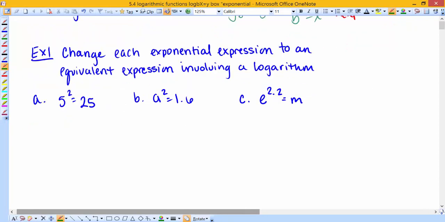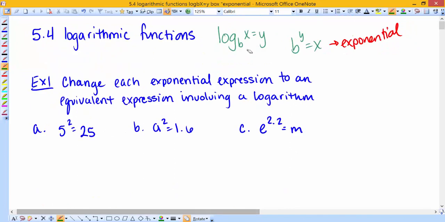So, quick review, going from log to exponential. Here's logarithmic form, log base b of x equals y. And then we have b to the y equals x is exponential. To go from here to here and vice versa is what we're going to be doing in the first part of this section.